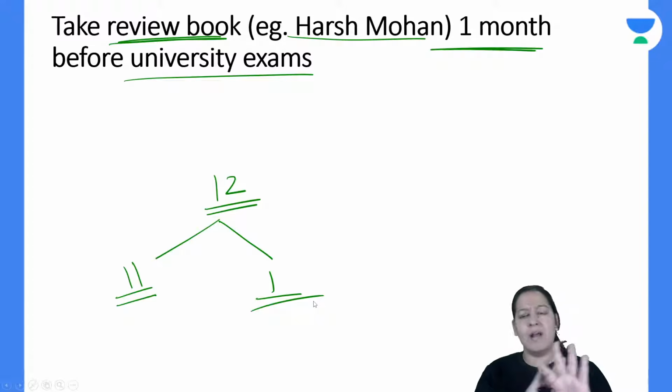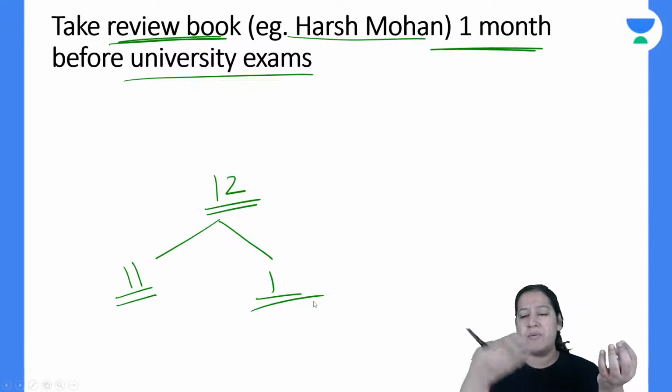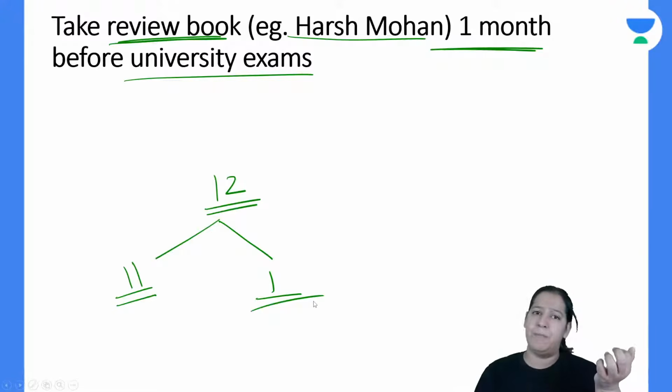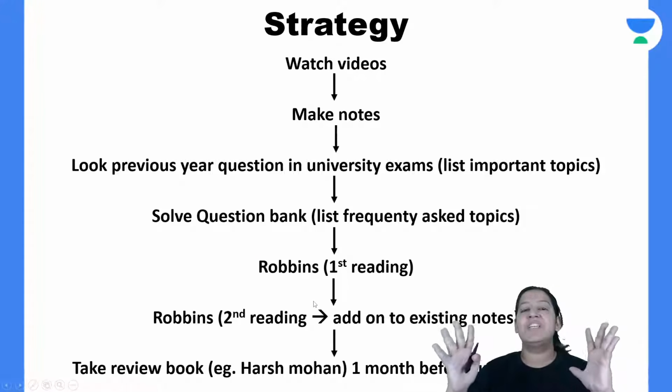So you already know the concepts now. Now reading Robbins will be a cakewalk for you. You can make it out, point, point, point. So that is the thing. Have you got it? So this is the strategy that you have to follow.